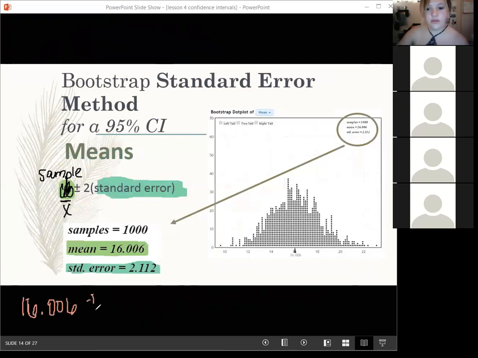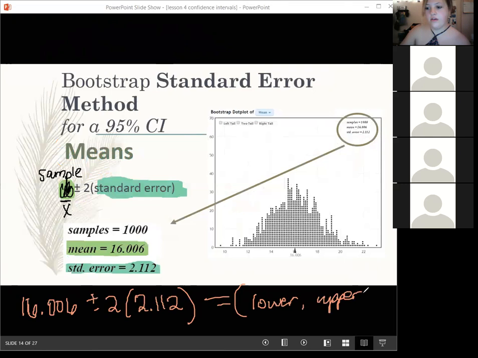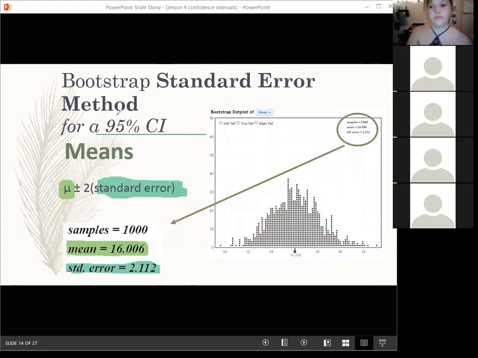16.006 plus or minus 2 times our standard error, which is 2.112. And then this is going to give you a lower and then an upper bound on here. So once again, this is our standard error method. Got to make sure it's approximately normally distributed, which this one is, which is why we could utilize that. Okay.